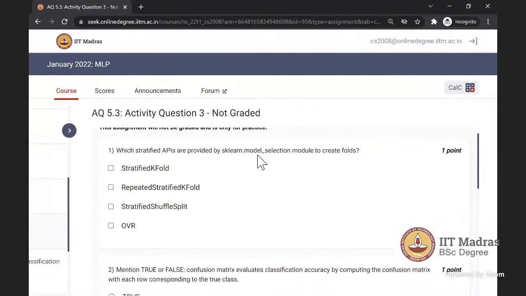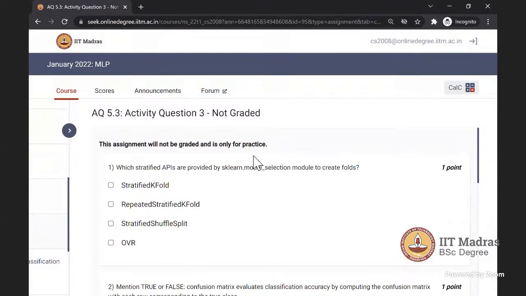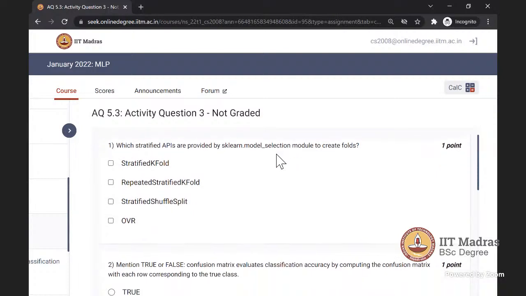All right. Let's go to the next set of activity questions. Which stratified APIs are provided by the sklearn model selection module to create folds? One is repeated and the other one is stratified. What about stratified shuffle split also, right? Yeah, all three. All three, right.